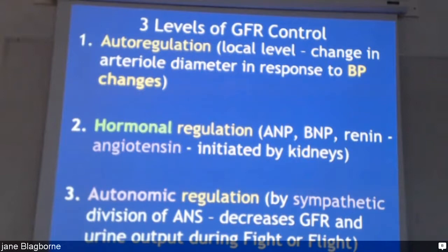Hormonal regulation by ANP, BNP, renin, angiotensin is initiated by the kidneys. Autonomic regulation by the sympathetic division of the autonomic nervous system decreases the glomerular filtration rate for your fight or flight.